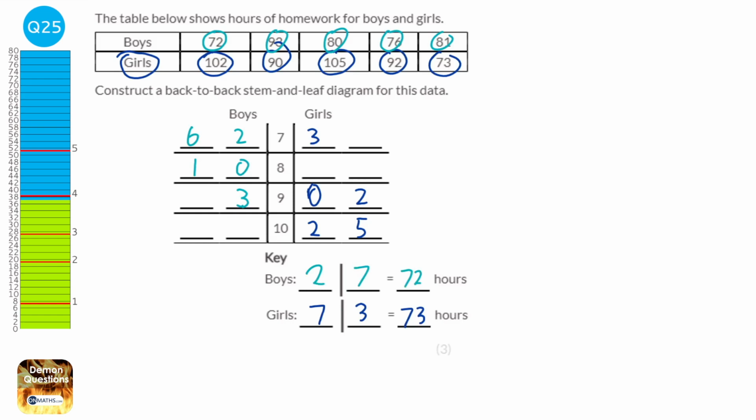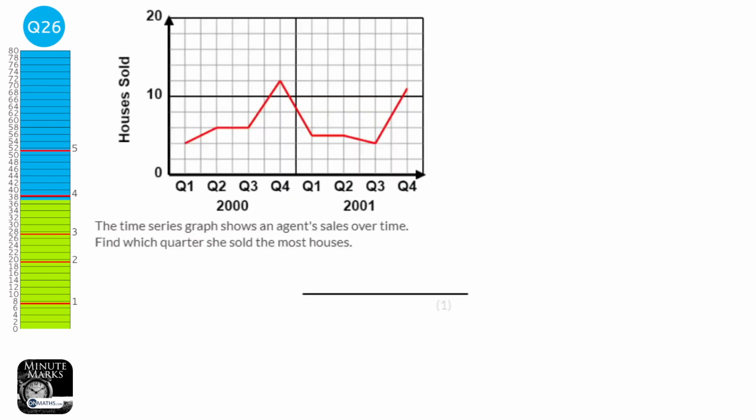So the left-hand side of a stem leaf diagram can be a little bit confusing. Just remember that the smaller numbers go in the middle and the biggest on the outside. So on the left-hand side, the biggest will be on the left-hand side.